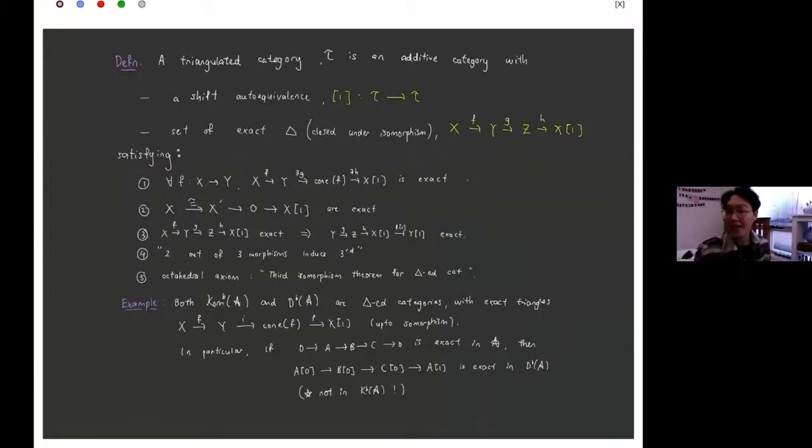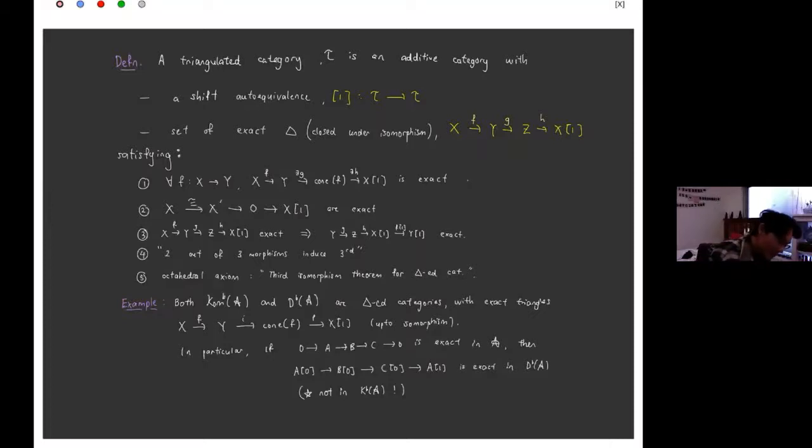A triangulated category is in particular an additive category with a shift autoequivalence. In the sense of complexes, you should think of this as a cohomological degree shift, together with a set of exact triangles. These exact triangles should be closed under isomorphisms, and for the time being you can think of them as like exact sequences in abelian categories. They satisfy a few axioms. I won't go through all of them, but I'll say a few things that are a little more important.